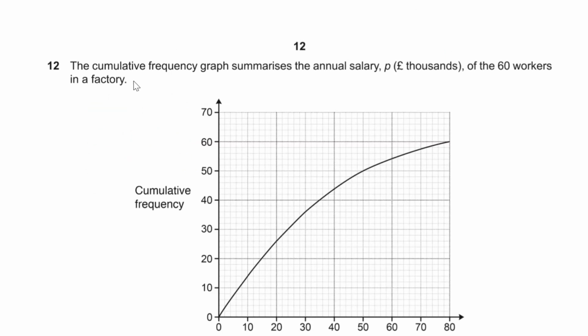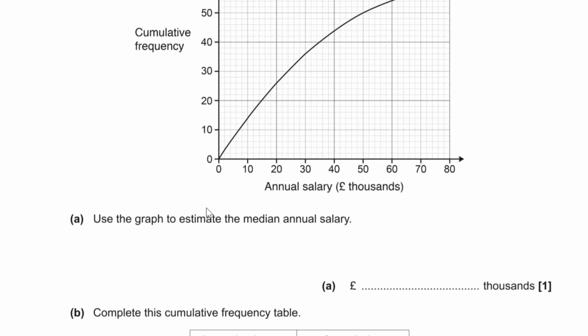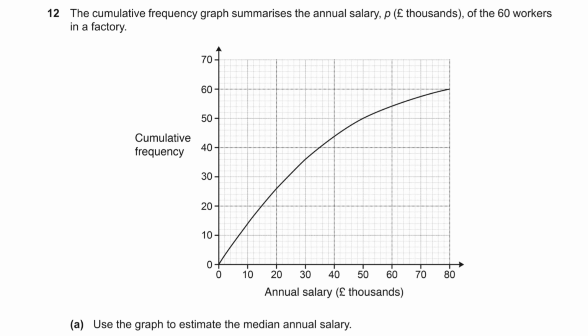Question number 12. The cumulative frequency graph summarizes the annual salary P pounds of the 60 workers in a factory. And for part A, we have to use the graph to estimate the median annual salary. Well, if we've got 60 workers, dividing this by 2, that gets us 30. So if we look for the 30th value, that is over here. And if we go down and read the corresponding salary, you will find this to be 24.